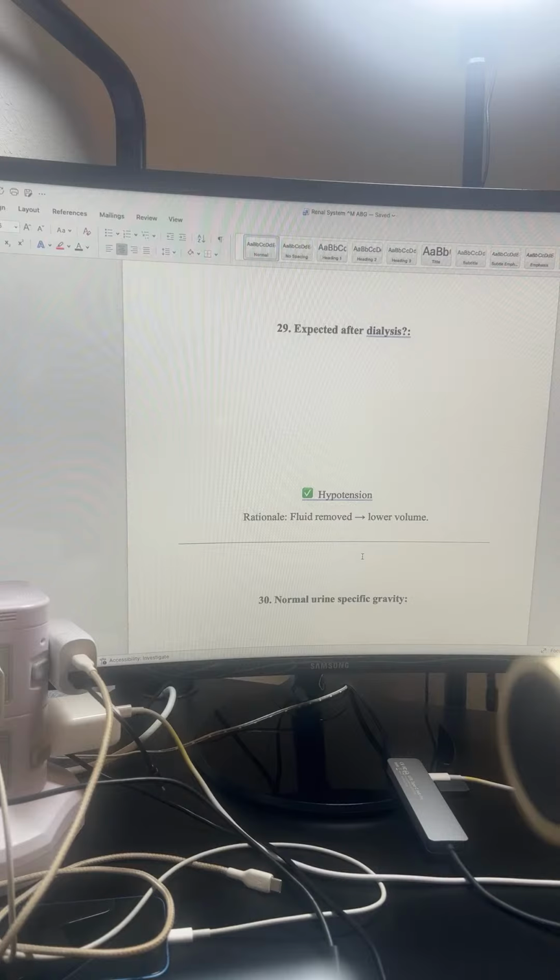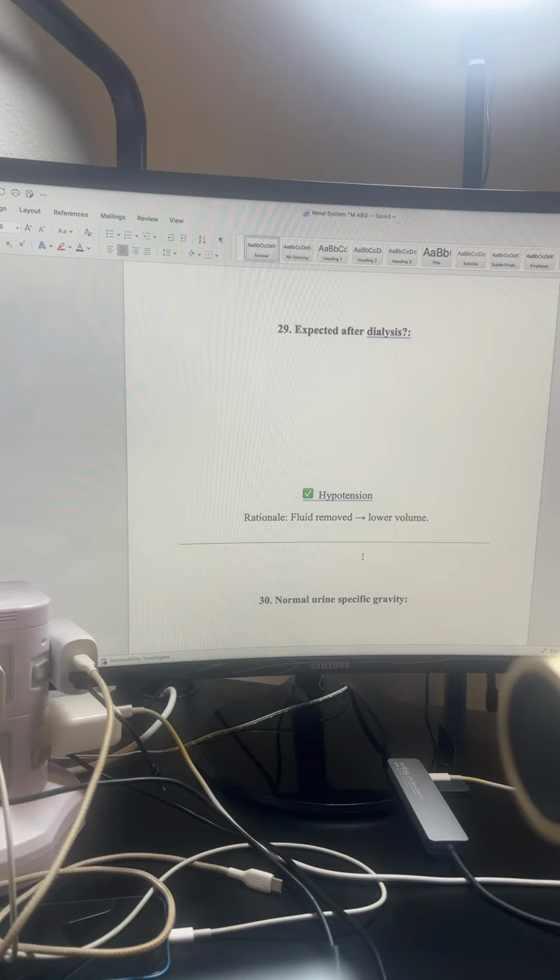Yes, 1005, 1030, less than 7%. Normal specific gravity. What's that, less than 7%? I always mix them. What are you talking about here? We kind of lost. What is it that you always mix?